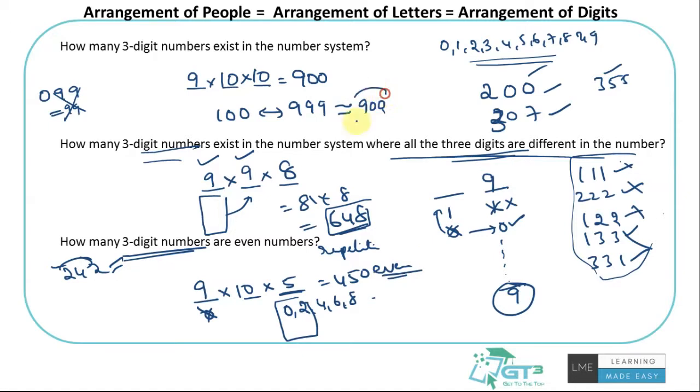Which is easy, right? 900 is the total number of 3-digit numbers. Half of them have to be even. The other half will be odd. That's what it is.